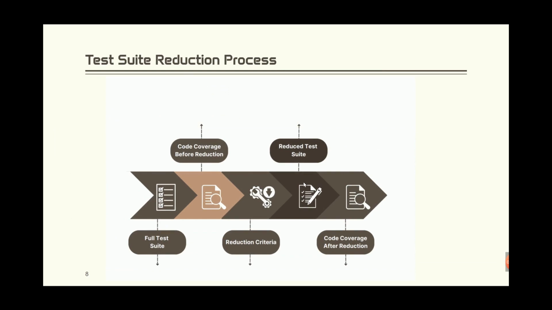Let's move to an overview of the test suite reduction process in this study. In the first step, we use a test suite generated by a reinforcement learning algorithm in a previous study titled Android GUI Test Generation with SARSA by Khurram Khan. Then we calculate the code coverage before the reduction of the test suites. After that, we apply our algorithm using the element-based criterion to reduce the original test suite. And the output of this process is the reduced test suite.